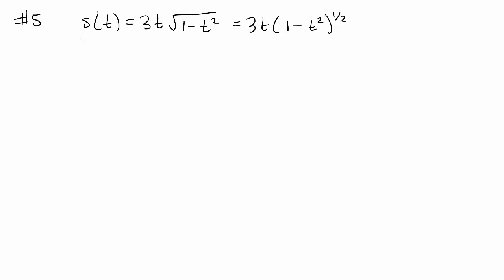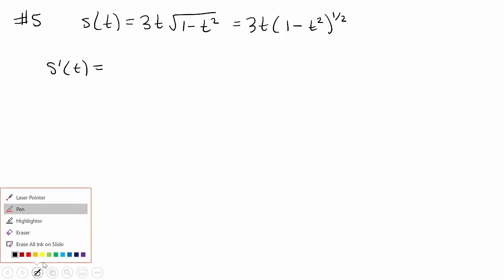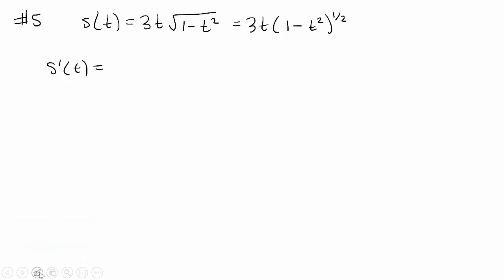Now, after I've rewritten it, I'm ready to go ahead and take the derivative. So I'm going to go ahead and label that s prime of t. And then like we saw in a previous problem, we're going to have to use the product rule, because you have a product here. This can be the u. This part can be solved as the v.